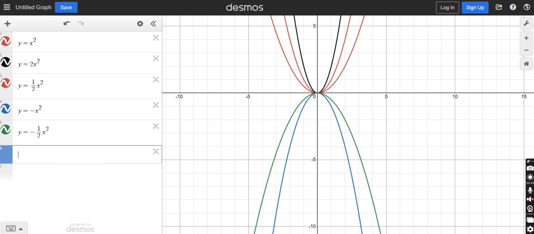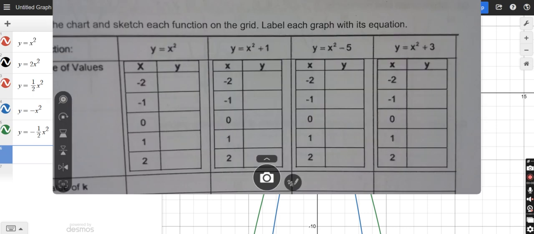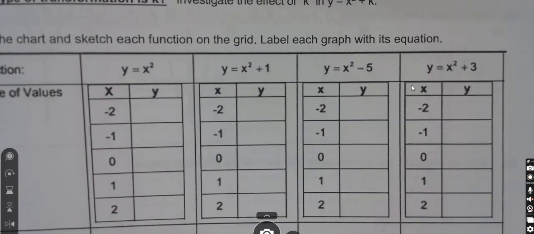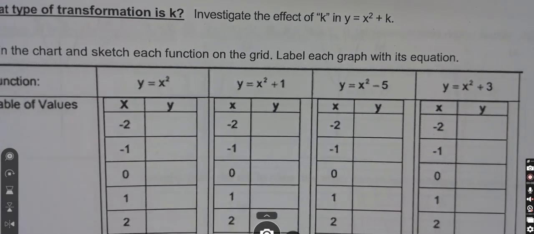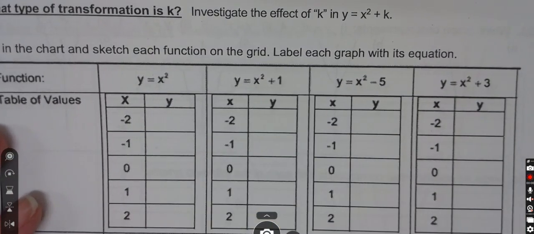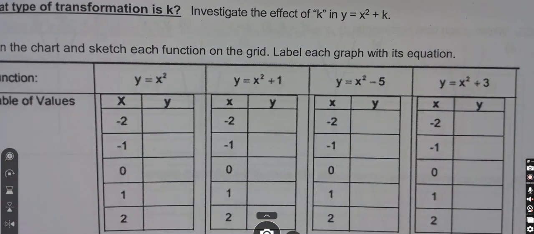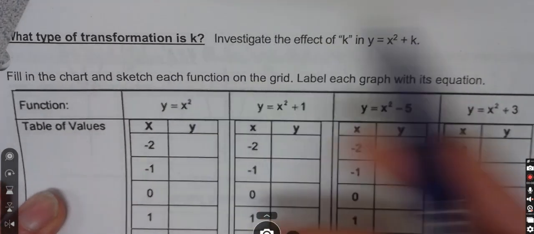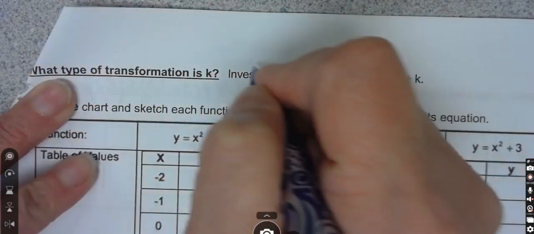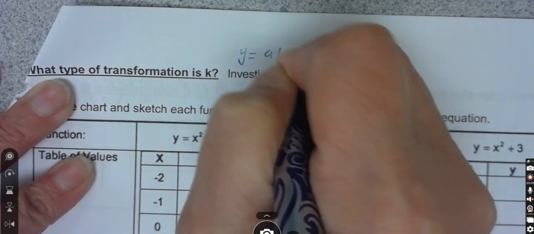Before we leave this lesson, let's see what happens when we do this without Desmos. So I'm just going to open up a booklet page. Okay, so with the booklet page, what we're going to do is input values into this table of values here. So this is just a booklet page that talks about the k. So every equation looks like this.